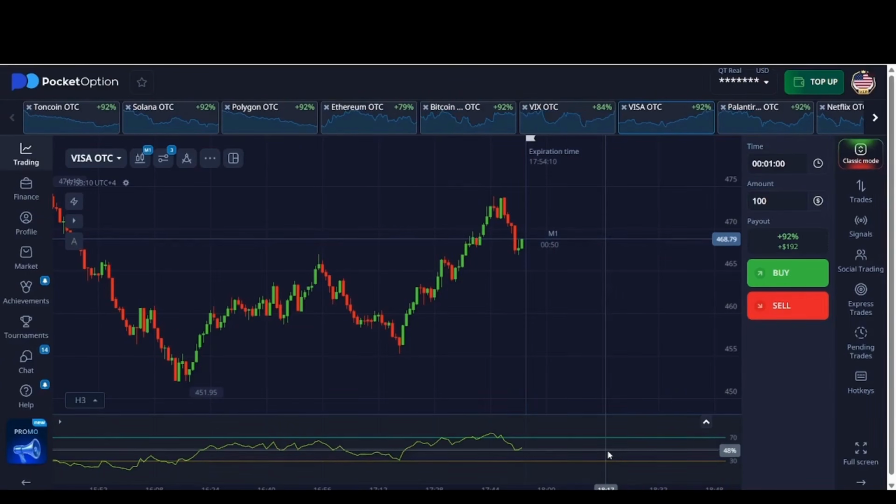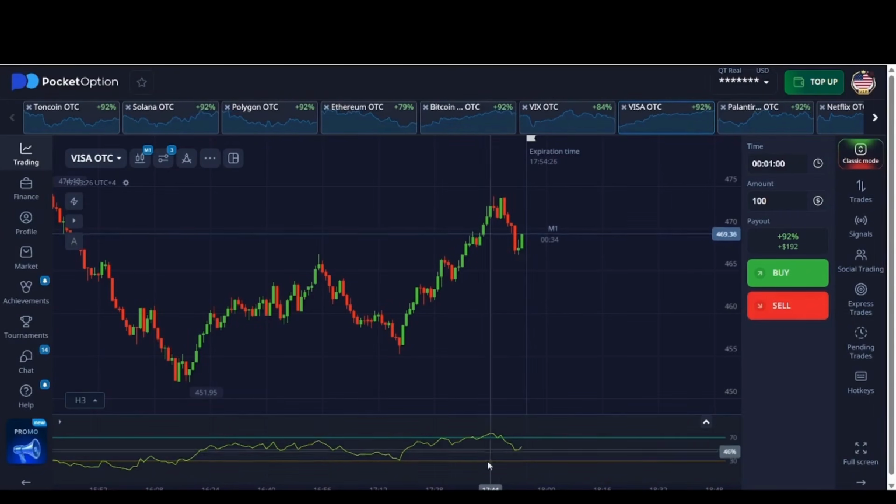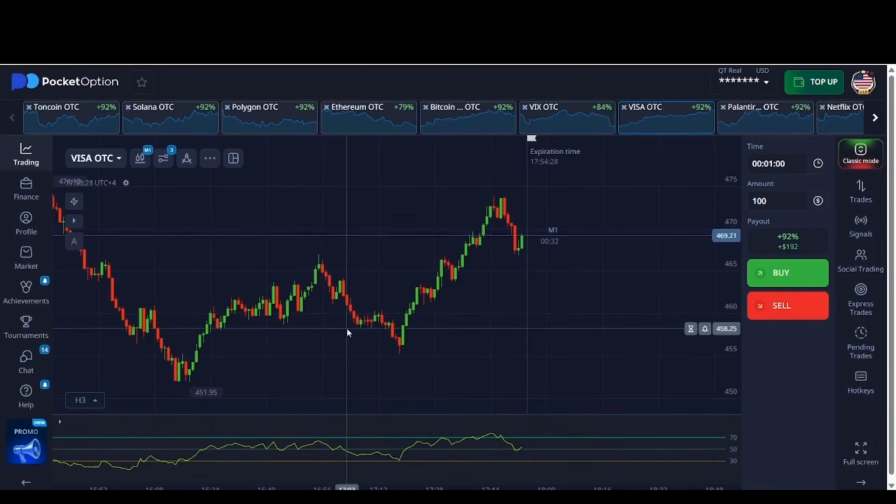Let's move on to the video. Let me explain it to you. Whenever the RSI line touches the 50 level, you can proceed in the opposite direction. Okay, when the candle closes and the RSI line touches the 50 level, you can proceed in the opposite direction. So let me share some examples so that you can understand it better.